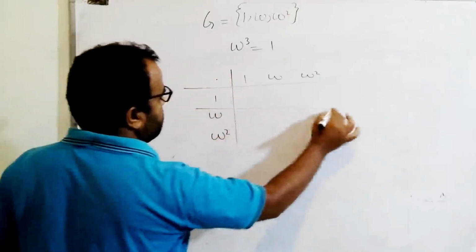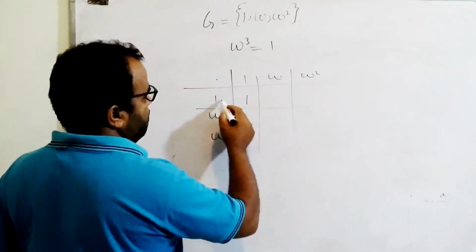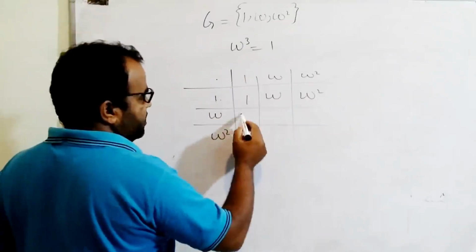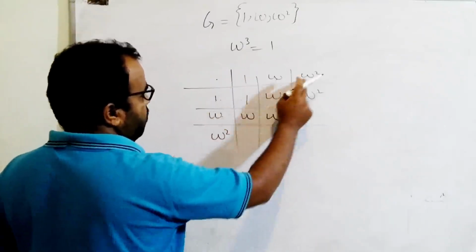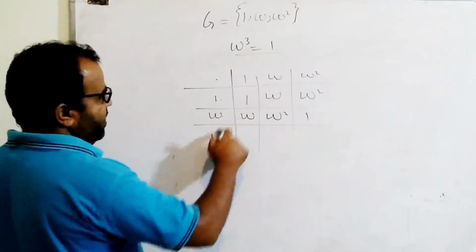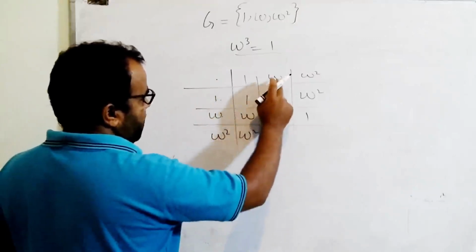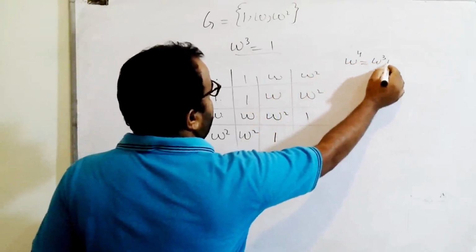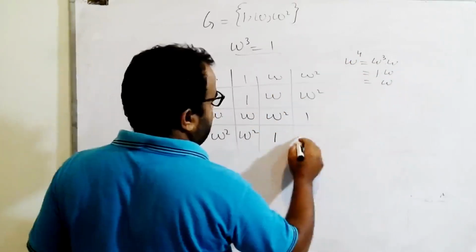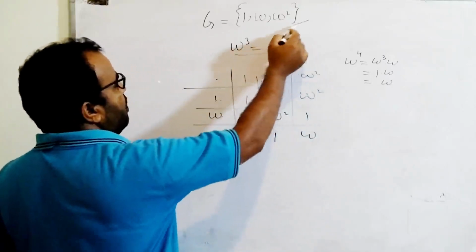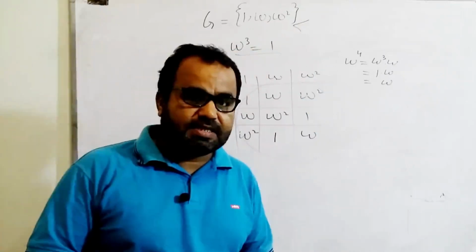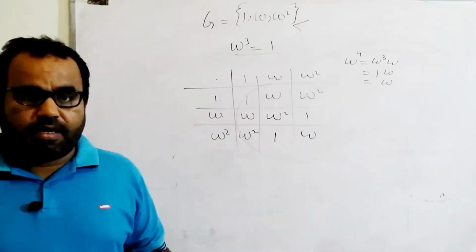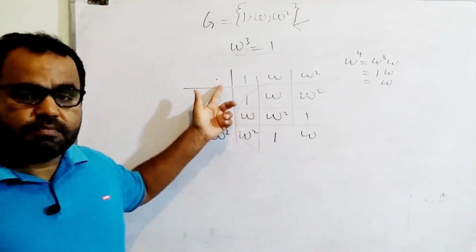Multiply 1 with 1, it is 1. 1 with omega is omega. 1 with omega square is omega square. Now take omega: omega times 1 is omega, omega times omega is omega square, omega times omega square is omega cube, which is equal to 1. Omega square multiplied by 1 is omega square, omega square times omega is omega cube, which is 1. Omega square times omega square is omega 4, which can be written as omega cube times omega, which is 1 dot omega, and it is omega. So all these elements are elements of G, which means that the cube root of unity is again a group under multiplication.